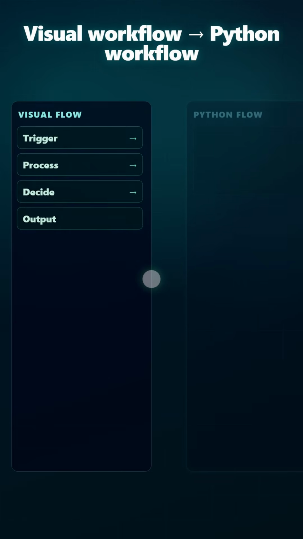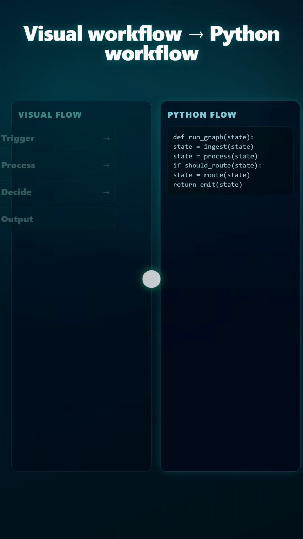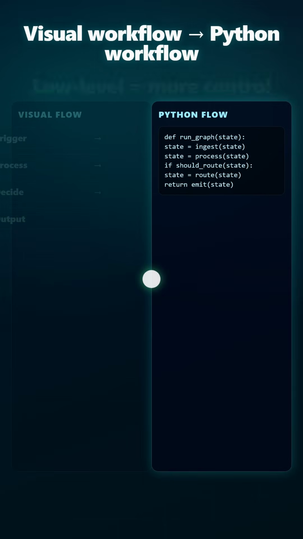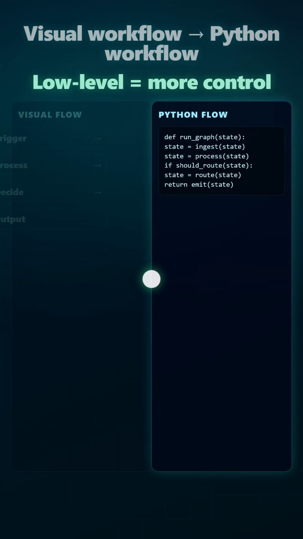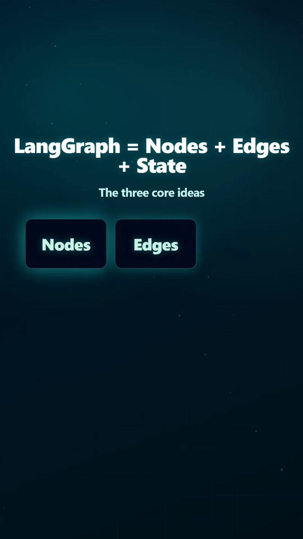The difference is this: in N8N, the workflow is very visual. In LangGraph, the workflow is pure Python functions. That is why LangGraph feels low level. But that is also why it gives you more control and more power. At the center of LangGraph, there are three ideas you need to understand: nodes, edges, and the state.